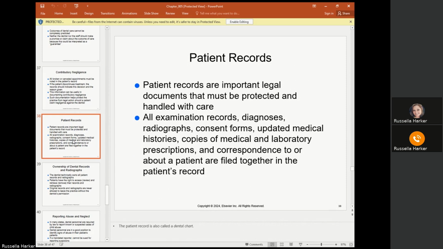Patient records are an important legal document. Each patient is going to have their own record and it has to be protected and handled with care. Included in that record should be all of the exam records, diagnosis, radiographs, consent forms, updated medical histories, copies of medical and laboratory prescriptions, and correspondence to or about a patient, filed together in the patient's record. That's also called the dental chart. The only part that is not in the dental chart, that's in a separate record, is the patient ledger. That is the billing part of it for the account services.